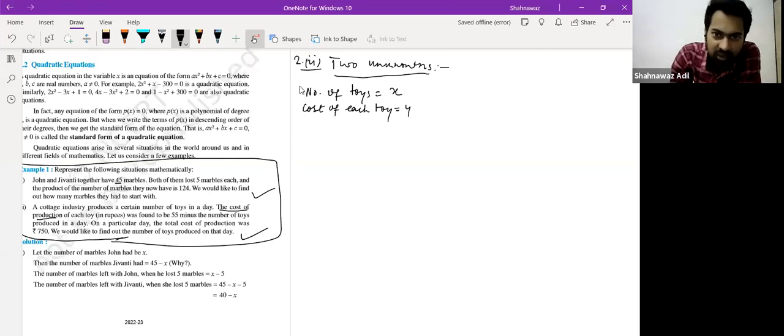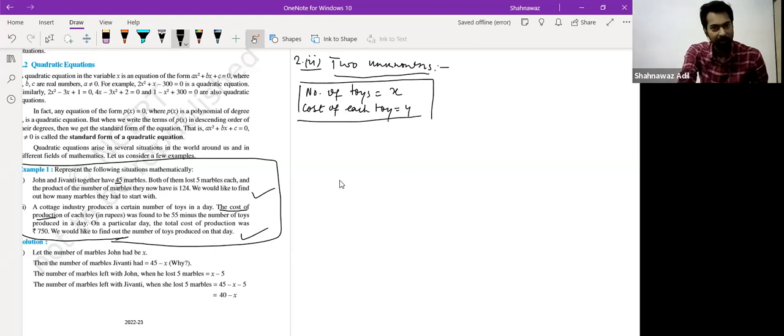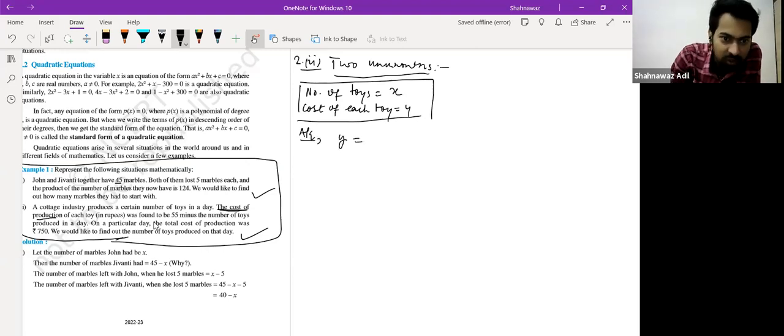Right. So these are the two things that we think about. First, let us see the first information. The cost of production of each toy, cost is Y, and this is equal to 55 minus X. So this is the first information, right?